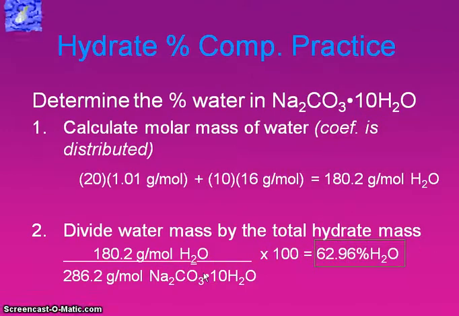Now, when you see these problems in the textbook, sometimes they ask for the percentage water, and sometimes they ask for the percentage of the anhydrous salt. If that were the case, you would put the mass of the sodium carbonate on the top and divide it by the total of the hydrate. If they want the anhydrous part, that's the dry part at the beginning. If they want the water, then you would put the water molecules' molar mass on the top of the equation.